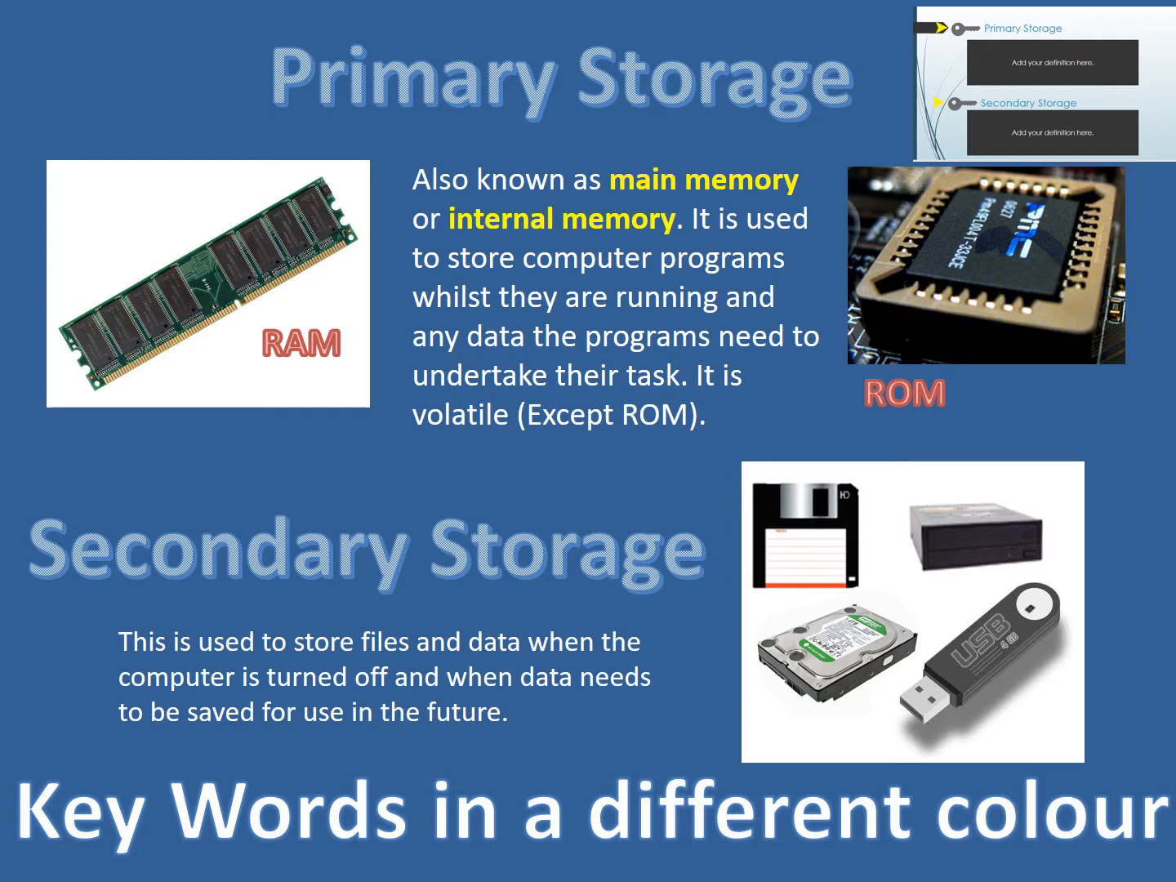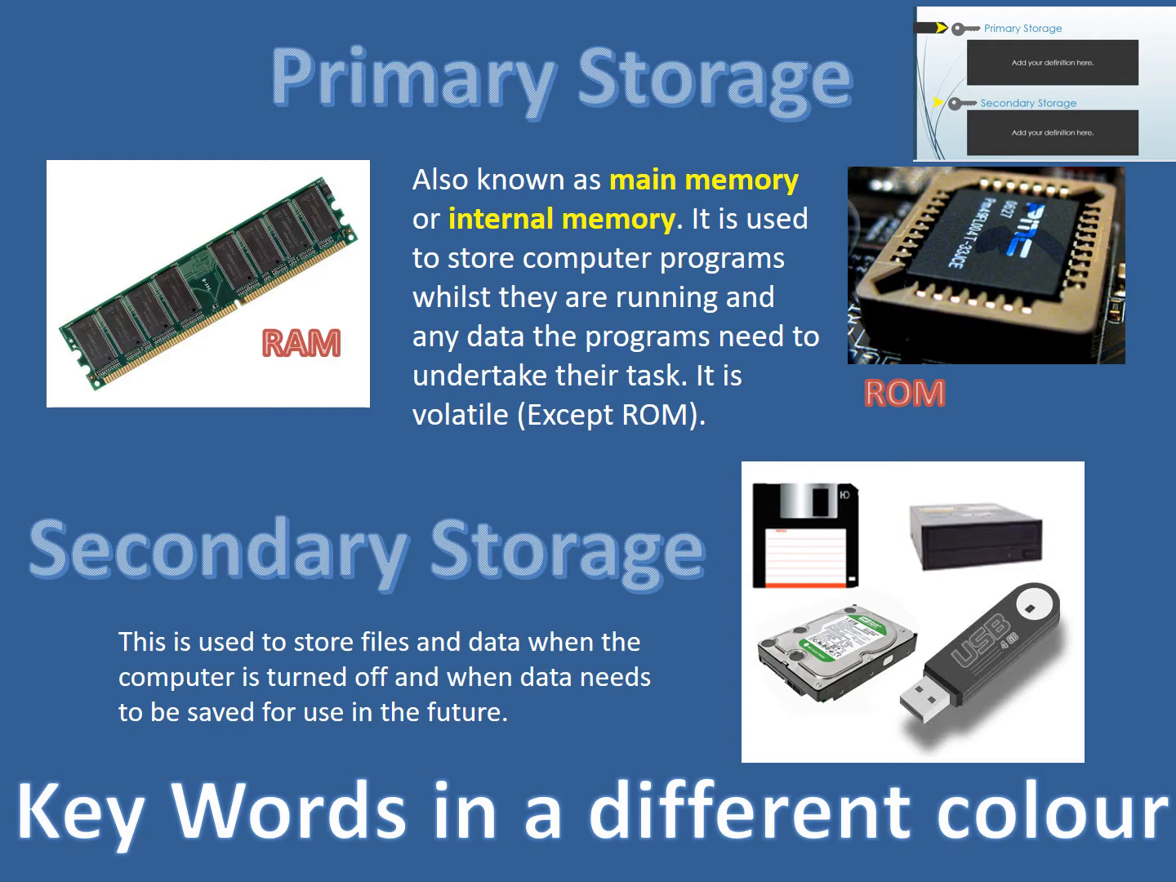We're now going to take a look a bit deeper at the differences between primary and secondary storage. You'll find a page in your workbook called Primary and Secondary Storage where you need to put key definitions into these boxes. So primary storage is known as main memory, sometimes called internal memory. It stores the computer programs whilst they are running and any data which is needed for those programs to undertake their tasks. However, it is volatile, such as RAM, random access memory. Volatile means that data is deleted when the computer is turned off.